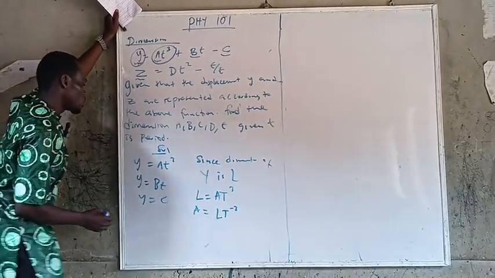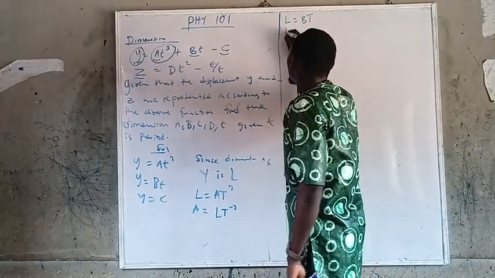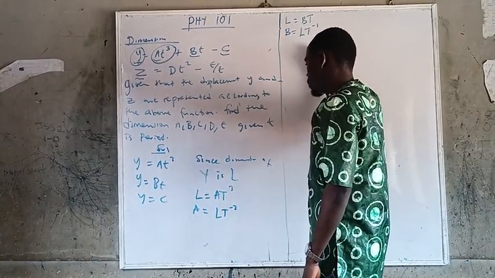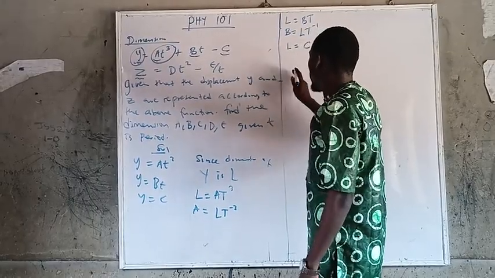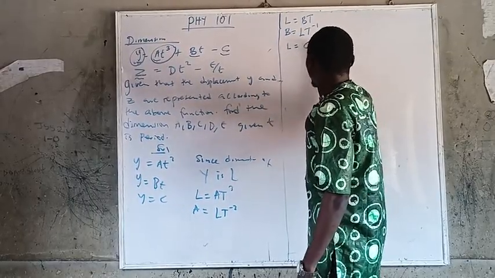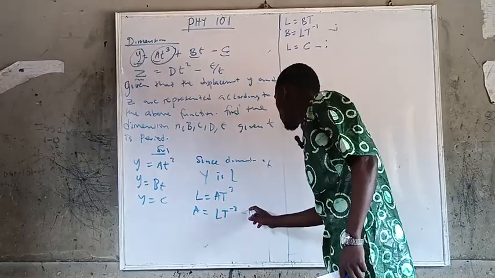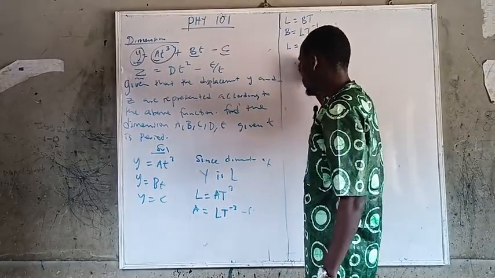However, for B, we say L is equal to bt, then B is equal to L per t. While L is already C, then we say C is L. We've done this. We've done A. Okay. Which one again?